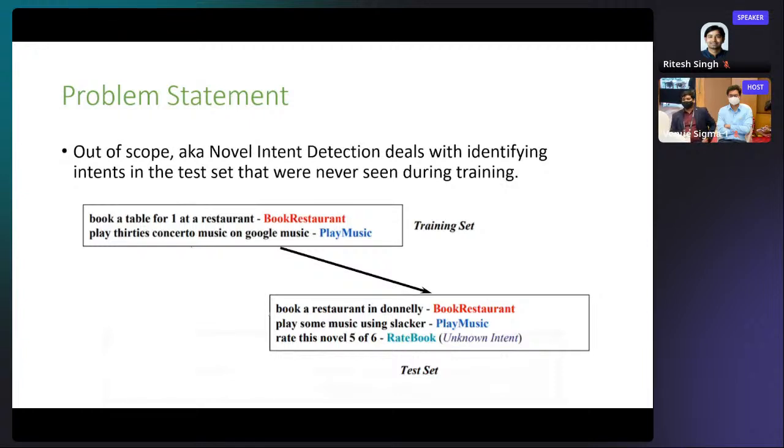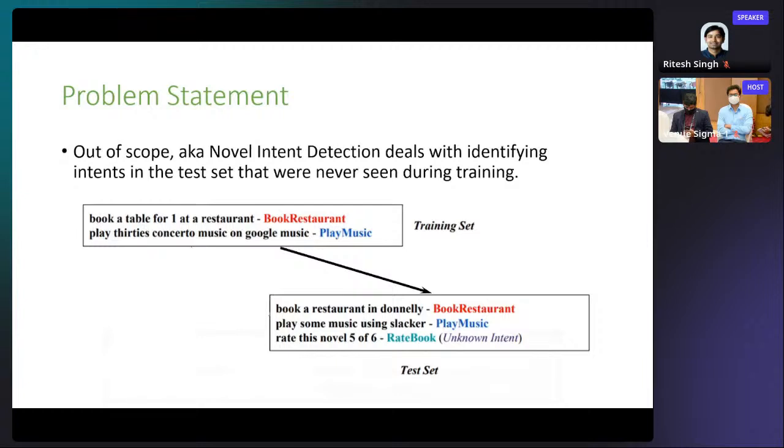Book a restaurant in Donnelly is a book restaurant intent category. Play some music using Slacker is a play music intent category. But in the testing phase, a new type of intent, read book, is also present: read this novel 5 of 6. Now, this is an unknown intent because it was not present in the training phase and it appears in the testing phase.